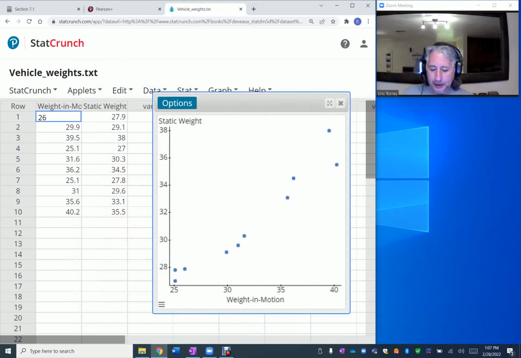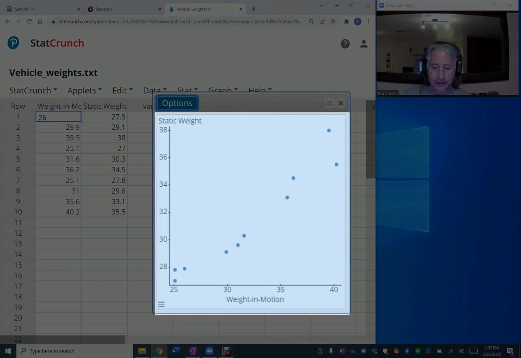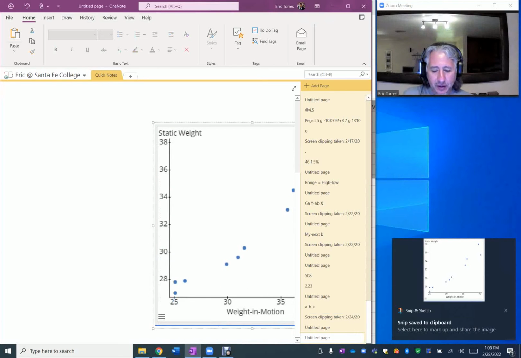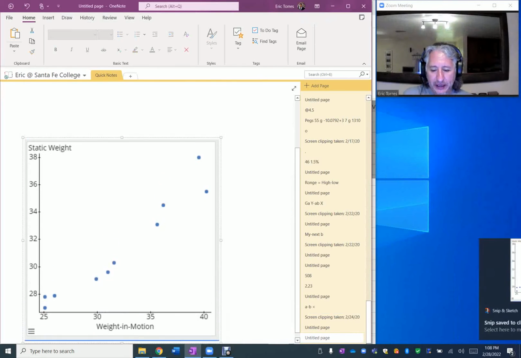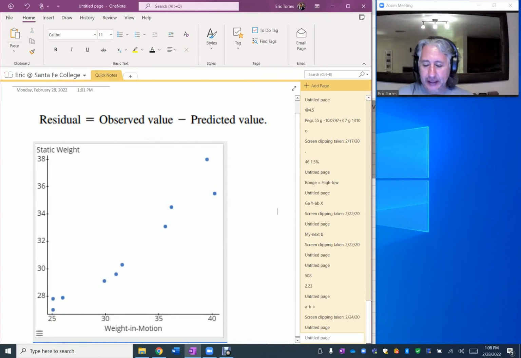And so now what we need to ask ourselves: does this data appear to be reasonably linear? And I would definitely say yes. So let's take a look at this real quick. When we make a linear regression, or when the computer makes a linear regression, what it's really trying to do is minimize the residual values.